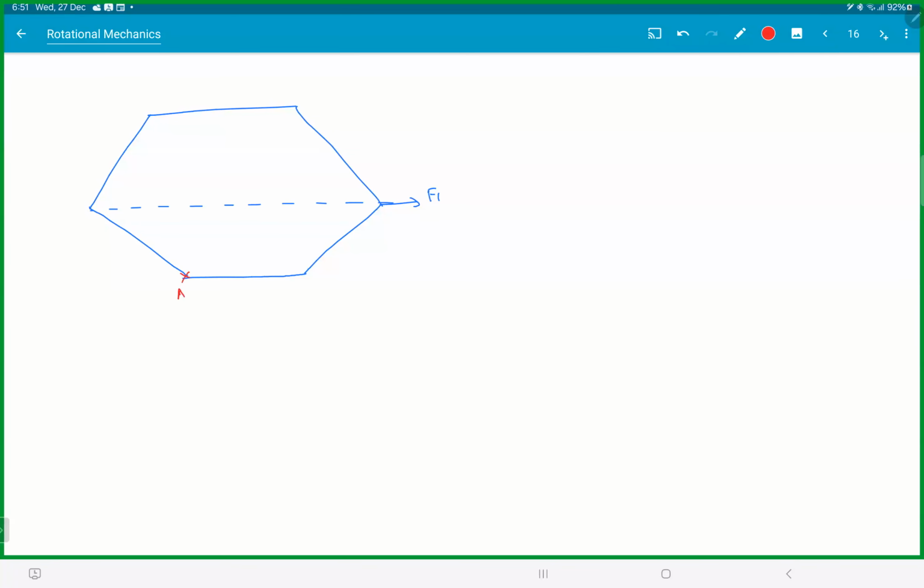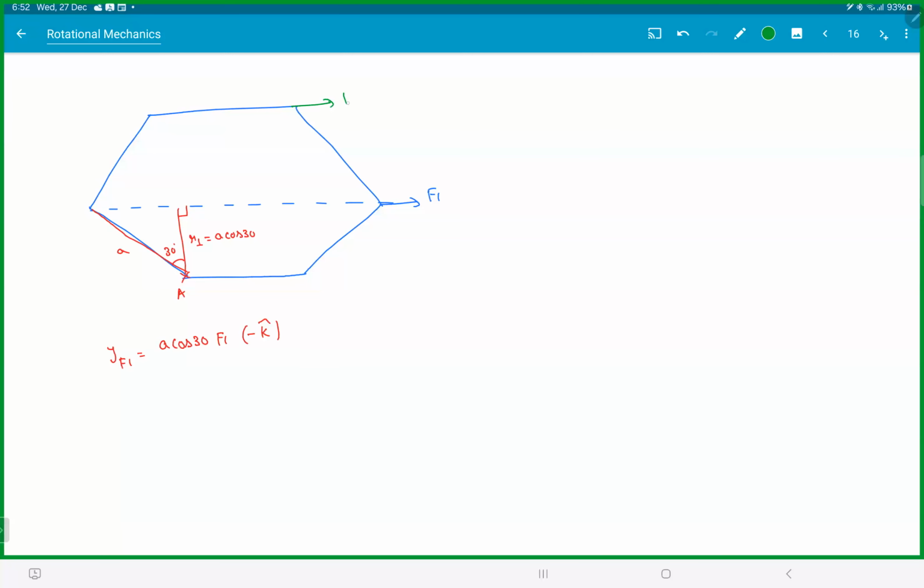So from point A, if you drop the perpendicular, this is the perpendicular distance. This is 90, so this is 30 degrees. Total is 120. This is A. So our perpendicular will be A cos 30. So torque due to F1 would be A cos 30 F1, and the rotation would be this way, which is clockwise, minus k cap.